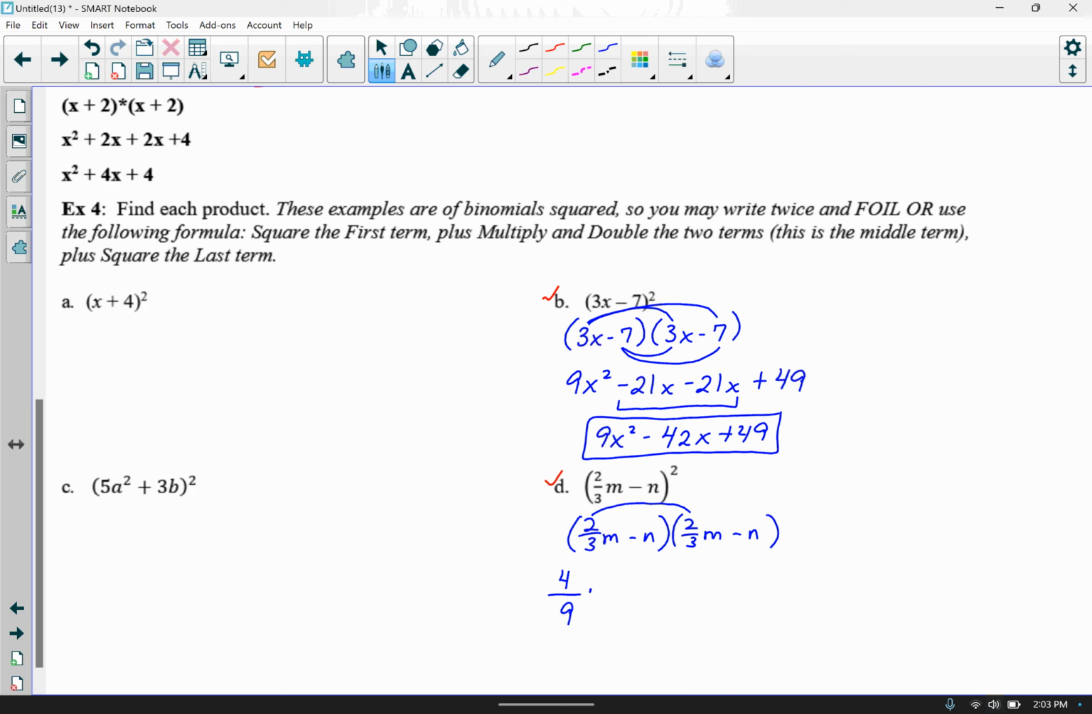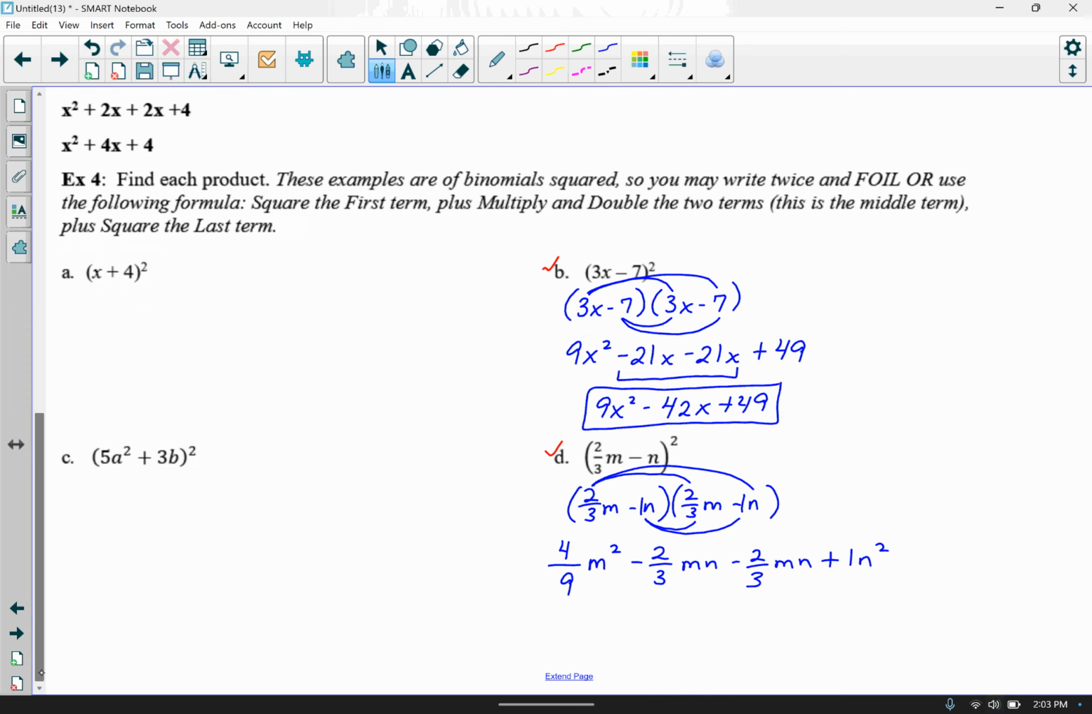M times m, m squared. Then outside. So 2/3 times, remember these are negative ones in front of these n's. So 2/3 times negative 1 gives you a negative 2/3 mn. Inside, 2/3 times negative 1, so another negative 2/3 mn. And then last, negative times negative gives me a positive, 1 times 1 is 1, n squared. You don't have to have that 1 if you don't want it.